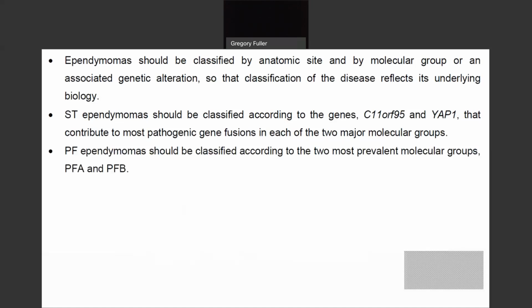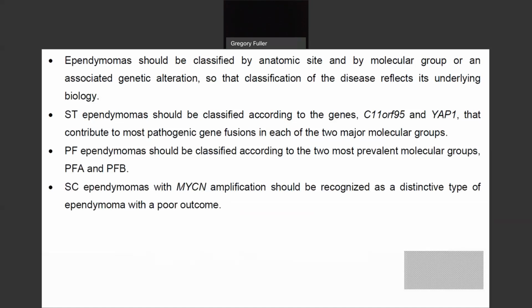Posterior fossa (PF) ependymoma should be classified according to the 2 most prevalent molecular groups, PFA and PFB. Now that's pediatric type PFA and adult type PFB. They've kind of dropped the pediatric type, adult type, just go PFA, PFB. That's fine. We were already talking about those, weren't we? It was part of our definitions, our discussions. All right, spinal cord ependymomas with MYCN amplification, which are bad actors, more aggressive actors, should be recognized as a distinctive subtype with a poor outcome. All right, they do exist.